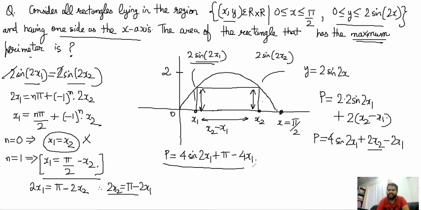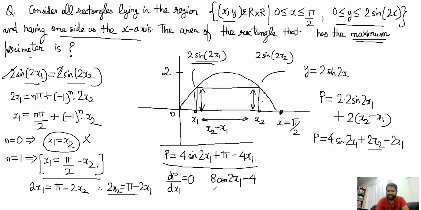Now this is a function in a single variable x1. Now I can do maxima-minima for this. So I will do dP by dx1 is equal to 0 for the maxima-minima condition, and that will become 8 cos 2x1 minus 4, right?